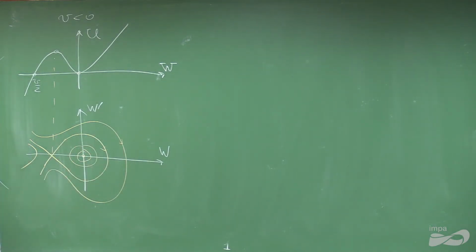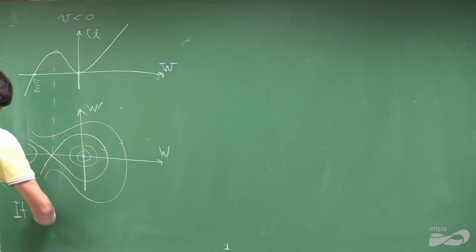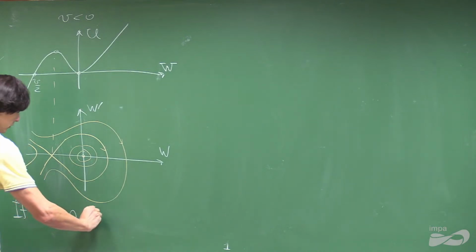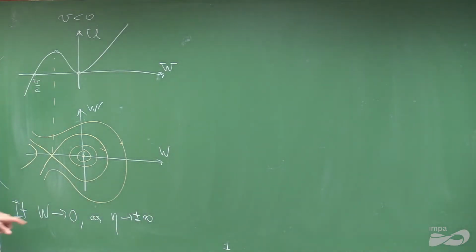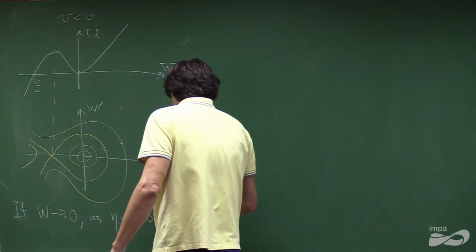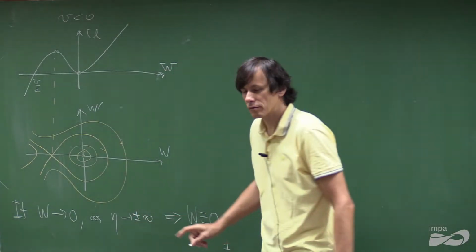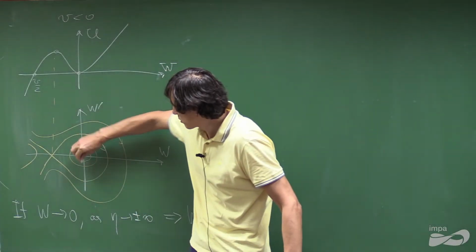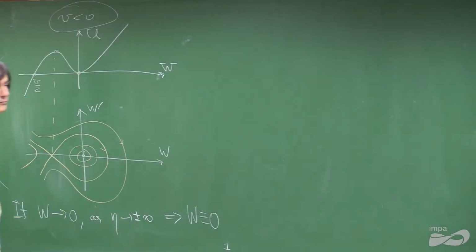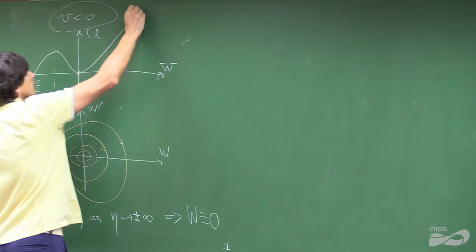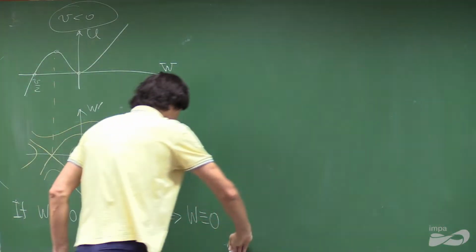But now the problem is that W goes to 0 as η goes to plus minus infinity. With that condition, that the wave goes to 0 at plus minus infinity, we only have the unique solution, which is just 0, because the only solution passing through this point is just 0. So in this case, it's not an interesting case.